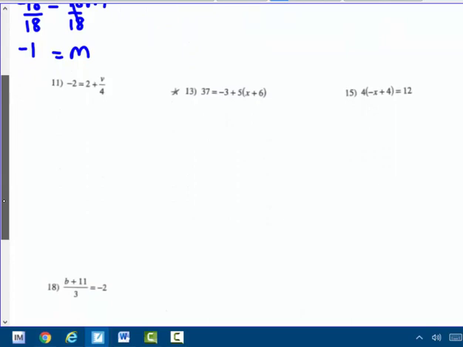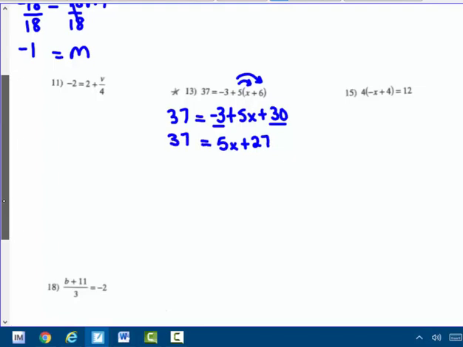And the last one I'm going to do today is number 13. I've got distributing here. So I have 5 times x is 5x, and 5 times 6 is 30. I'm going to bring down what I have not touched, which is that negative 3 plus, and it equals 37 over here on the left. So I do have like terms here. I have positive 30 and negative 3, which I'm going to combine to get 27. So 5x plus 27 on the right side, and on the left side I have 37.